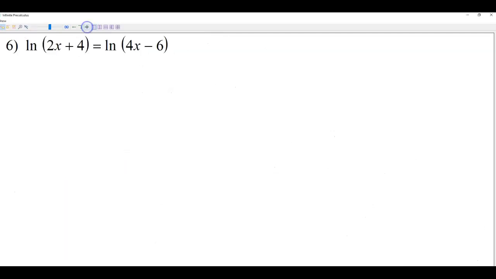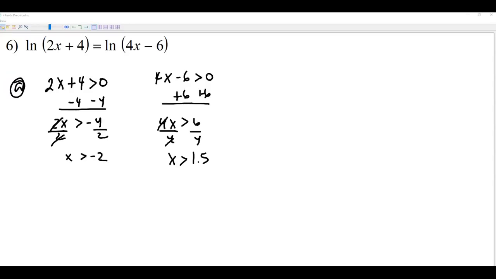All right, so let's go ahead and have you guys try one here. Pause the video and try number 6. When you unpause it, you will see the solution. So here's part A. I've got my domain for the left log and my domain for the right log. The domain for the left says that x has to be greater than negative 2. The domain on the right says that x has to be greater than 1.5. Can you guys think of a number that's greater than negative 2 and also greater than 1.5? Yes. Basically, anything that's greater than 1.5 will work for both of them. Because if it's bigger than this number, it'll also be bigger than this. So long as our answer is bigger than 1.5, then we're in good shape.